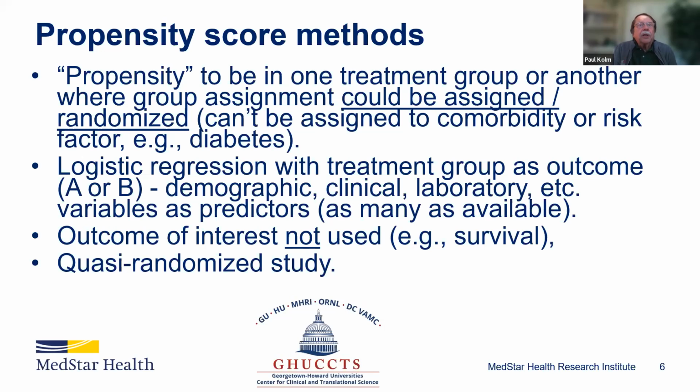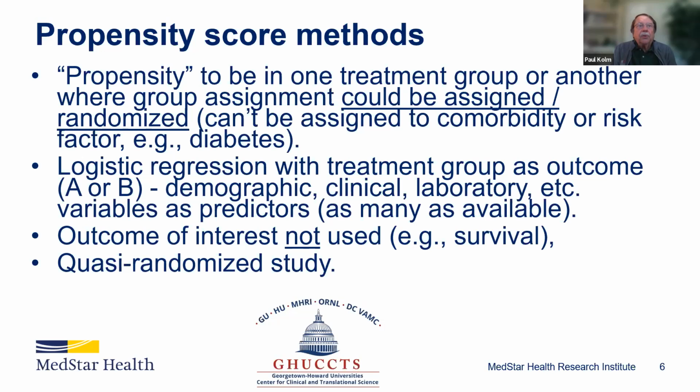And so the way that we're going to do this is we're going to do a logistic regression where treatment group is the outcome. And we'll just use the example here of two groups. We can have more than two groups, but that becomes a little more complicated. We're going to match them on different demographic, clinical, laboratory values, and we're going to use as many as available.